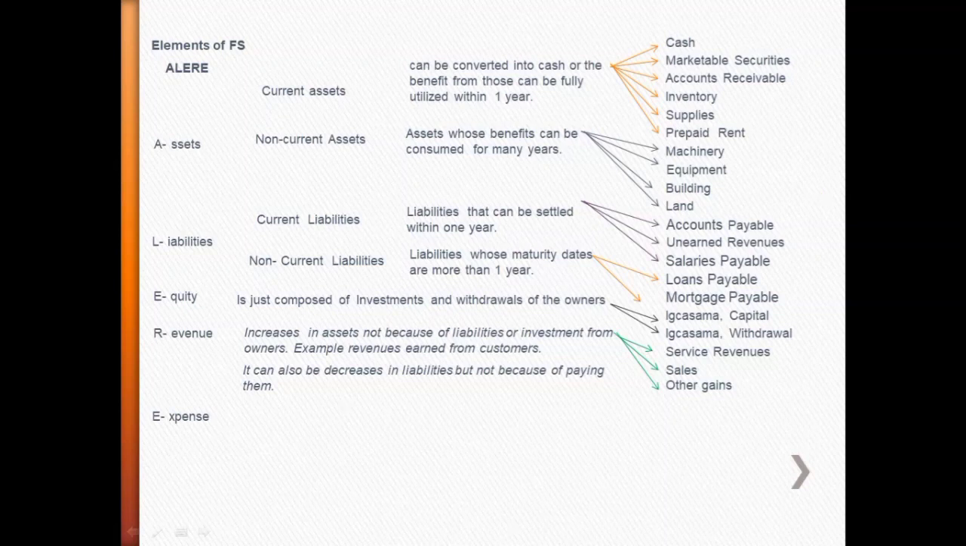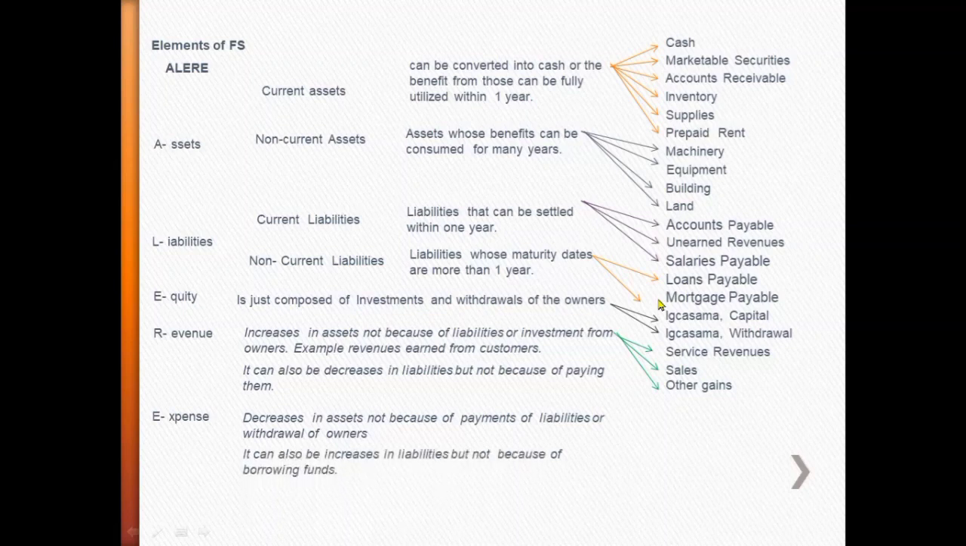Lastly, we have expenses, which is the opposite of revenues. These are decreases in assets, but not because of withdrawal of the owner or payment of liabilities. The best example is when the company pays the salaries of the employees. So in this particular transaction, the assets will decrease, of course, but not because the owner withdrew funds or the company paid its debts.